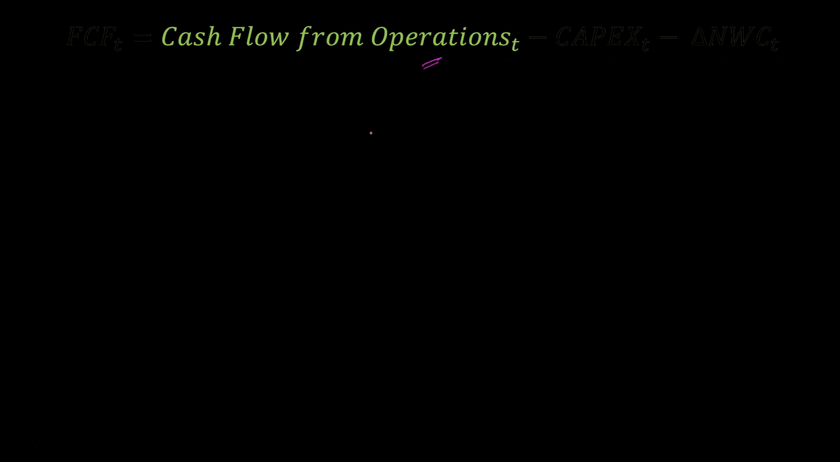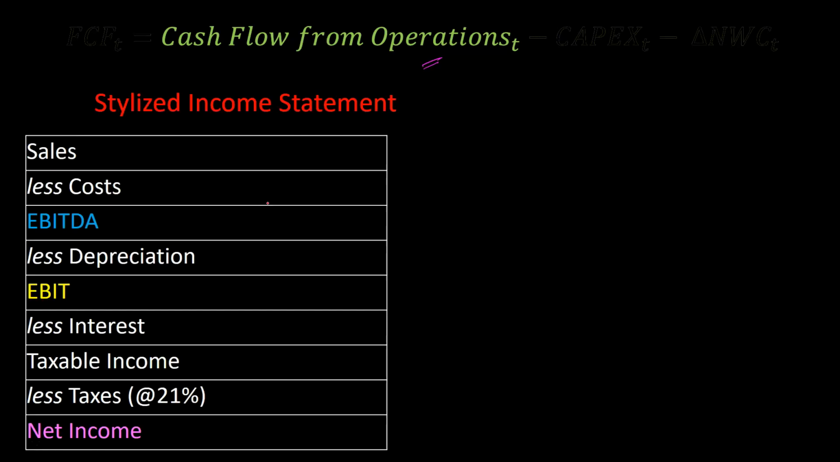Now, in order to see how this calculation is done, it is perhaps useful to first recall what a basic structure of an income statement looks like. So this is a very basic structure for an income statement. You start out with sales, you subtract costs. These are your operating costs. So these will include something like cost of goods sold. These will also include other operating expenses like utilities and wages. But then you will separately subtract depreciation, and sometimes depreciation and amortization.